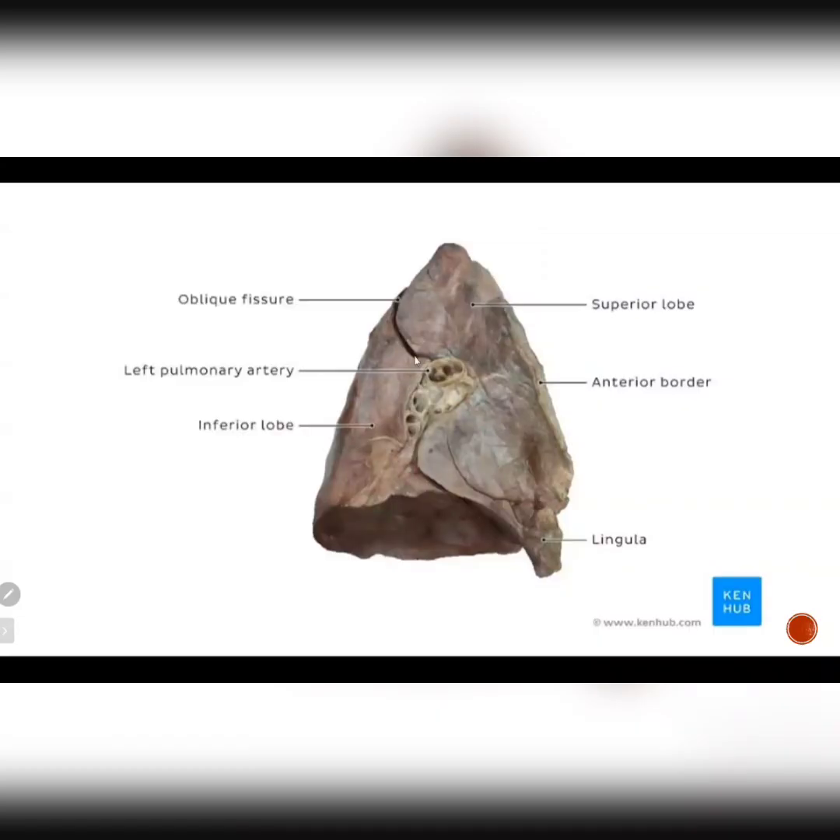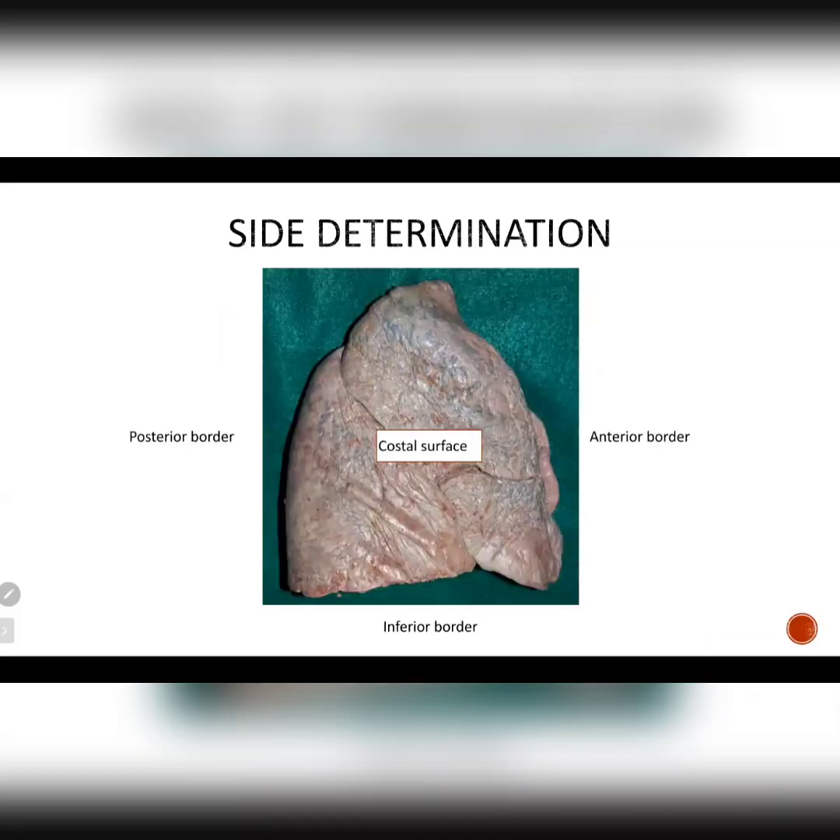Whereas on the medial surface, what you saw previously with the grooves of the ribs is the costal surface. On the medial surface, the lung has an area called the hilum of the lung. You can see there are so many structures entering or leaving the lung parenchyma through the hilum. So the hilum is present on the medial surface.